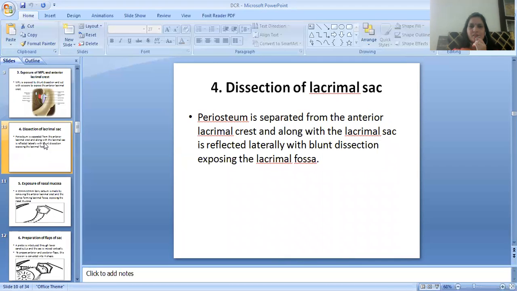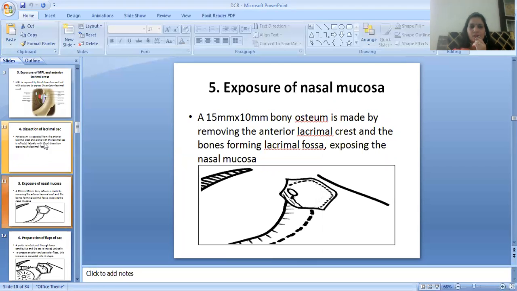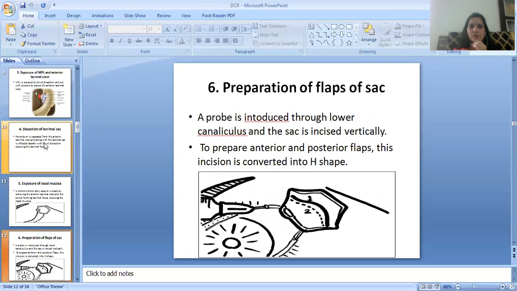Fourth step is the dissection of the lacrimal sac. Periosteum is separated from the anterior lacrimal crest and along with the lacrimal sac is reflected laterally with blunt dissection, exposing the lacrimal fossa. Fifth step is the exposure of nasal mucosa. A 15 to 20 mm bony ostium is made by removing the anterior lacrimal crest and the bones forming lacrimal fossa, exposing the nasal mucosa.